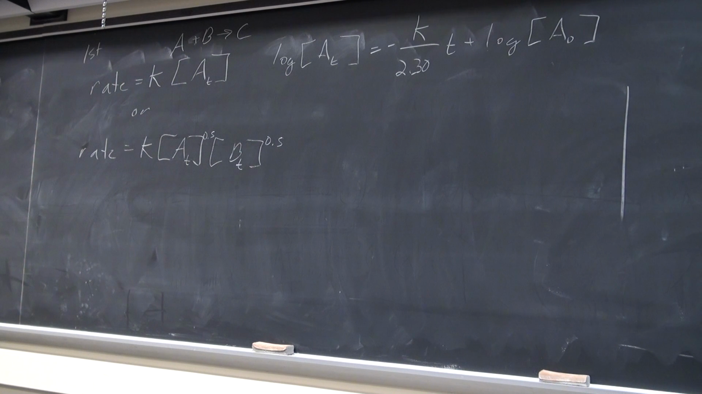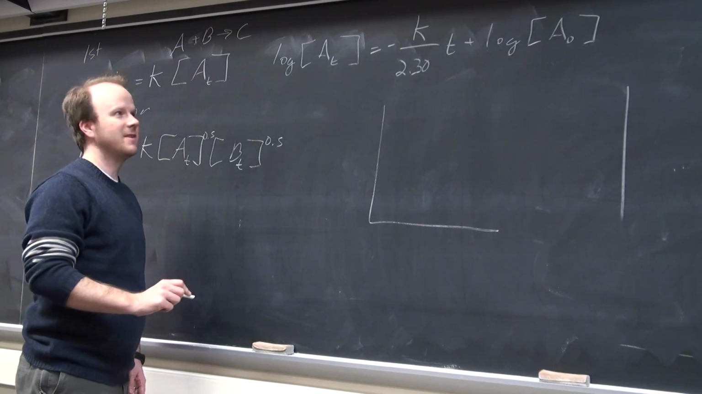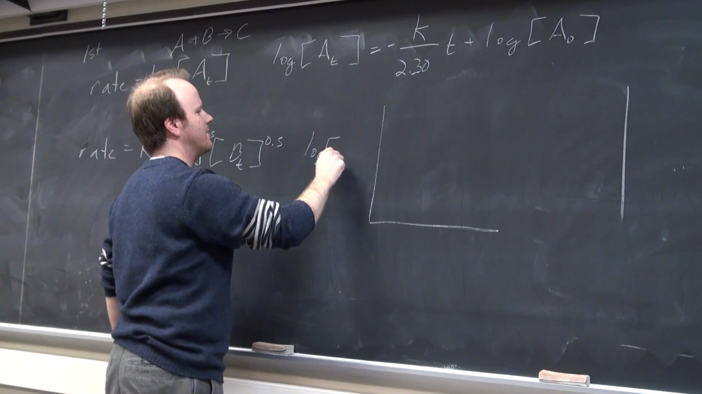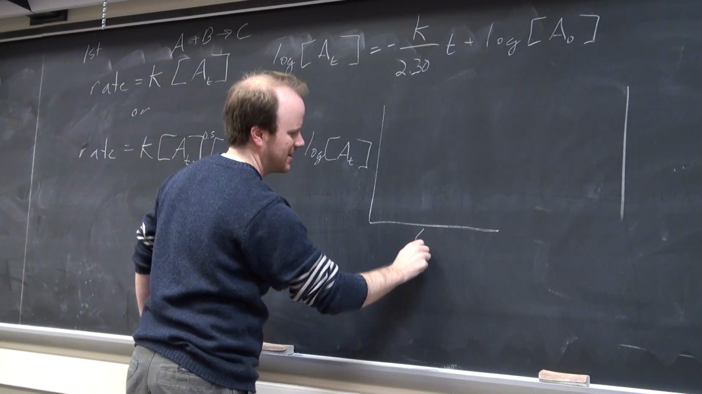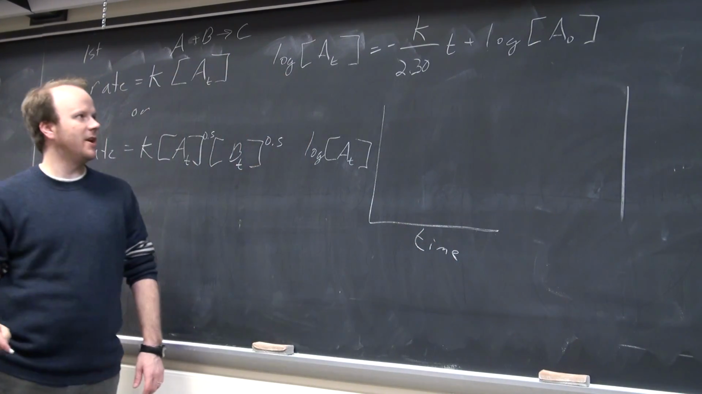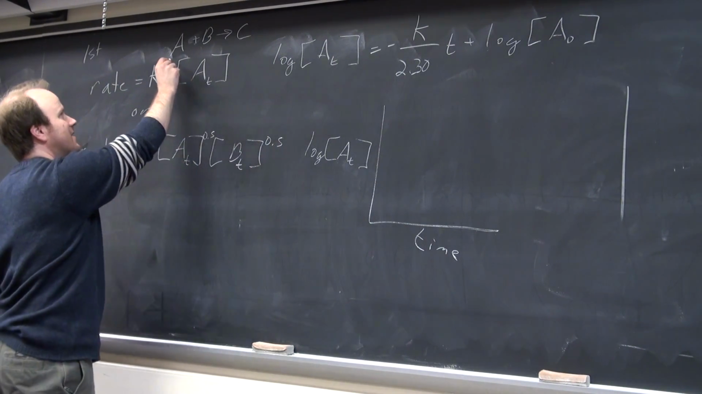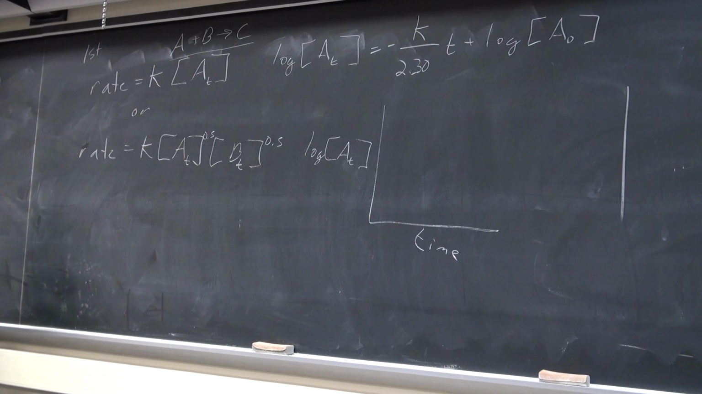So what's the linear plot look like for first order? What are we going to plot? Log of A of t. What's on the bottom axis, or x-axis? Time. Is log of A of t going to go up or down as a function of time? Down, right? Given this, what's the concentration of C going to do as a function of time? Go up.